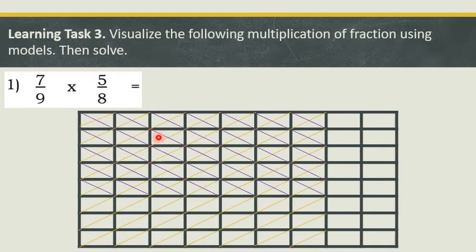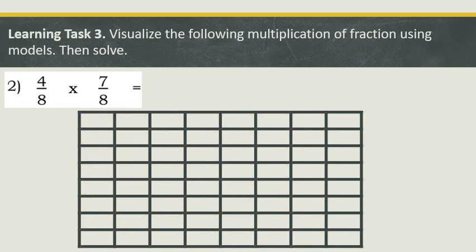So, ilan lahat yon? So, yun po ay 35. Okay, so 35 over 72. 72 na hati po yan kung bibilangin. Okay po. So, tingnan natin kung may common factor siya. So, wala naman. So, yan na po yung ating answer.